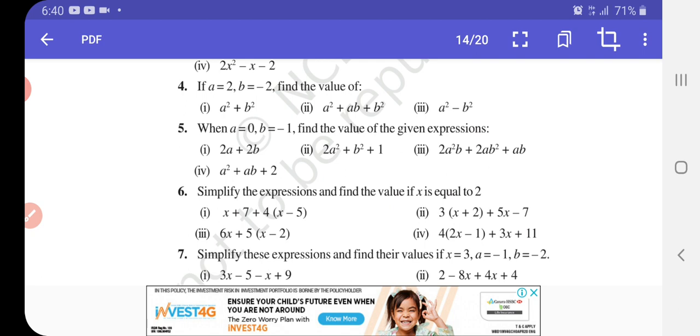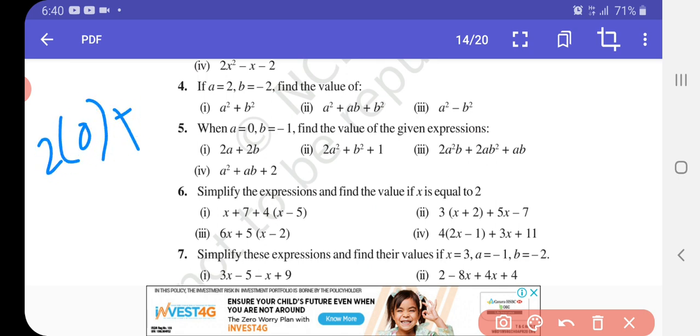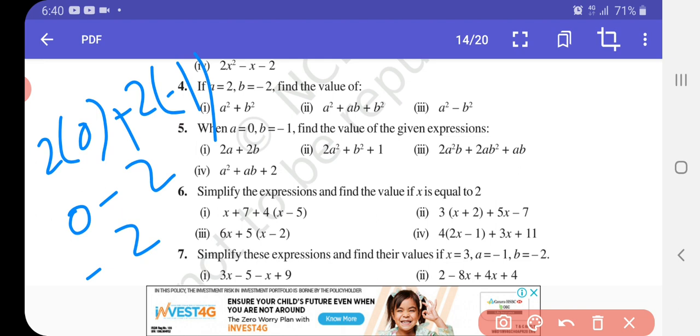Okay. Let's do 2 into 0 plus 2 into minus 1. Understand? It becomes 0, it becomes minus 2. So your answer will be minus 2. Understand? One more. 2a square b plus 2ab square plus ab.